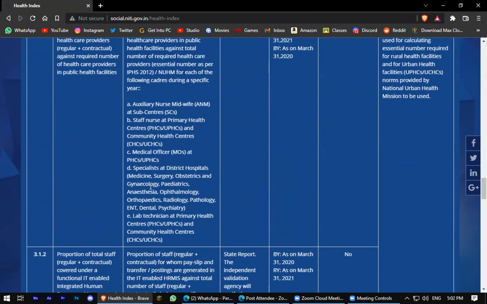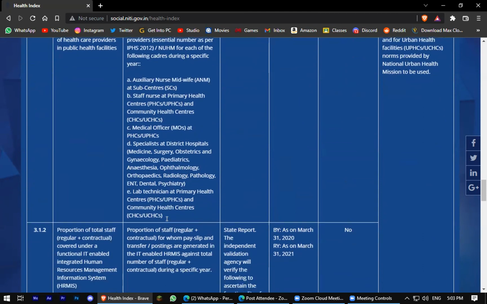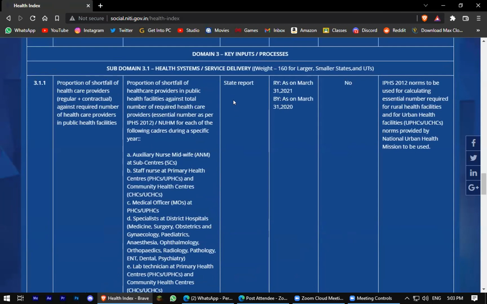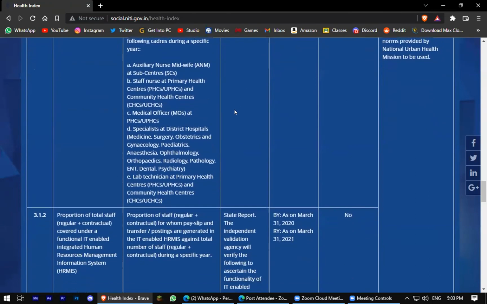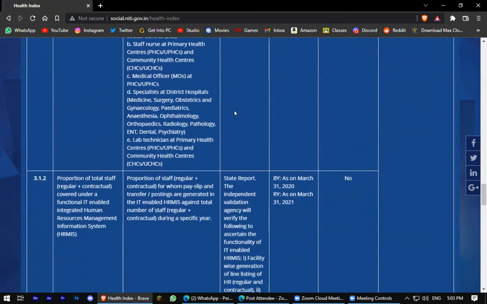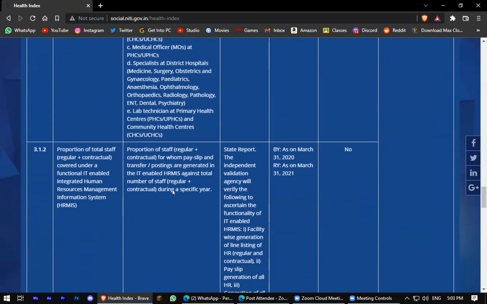gynecologist, pediatrician, anesthesia, ophthalmology, orthopedics, radiology, pathology, ENT, dental, psychiatry, lab technician. State is giving the report and that is being finalized, and that data is being entered in the data. And based on that data, we are actually getting this particular ranking. Proportion of staff for whom payslip is given or posting is being generated.